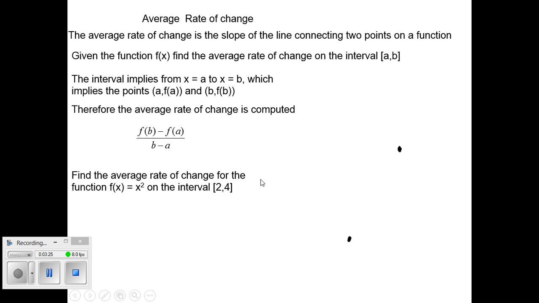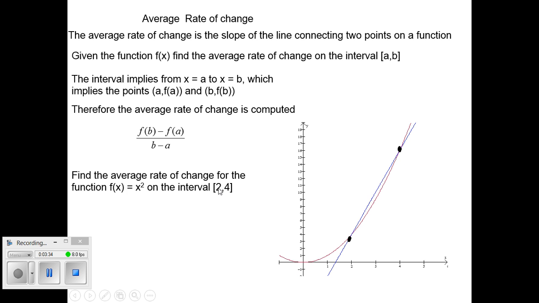Now, here's a particular example. Find the average rate of change for the function x squared on the interval 2 to 4. Here's a graphical look at it. Here's obviously our graph of x squared. Our interval is from 2 to 4. If the interval is from x equals 2 to x equals 4, then the corresponding y coordinates, as you can see, would be 4 and 16.